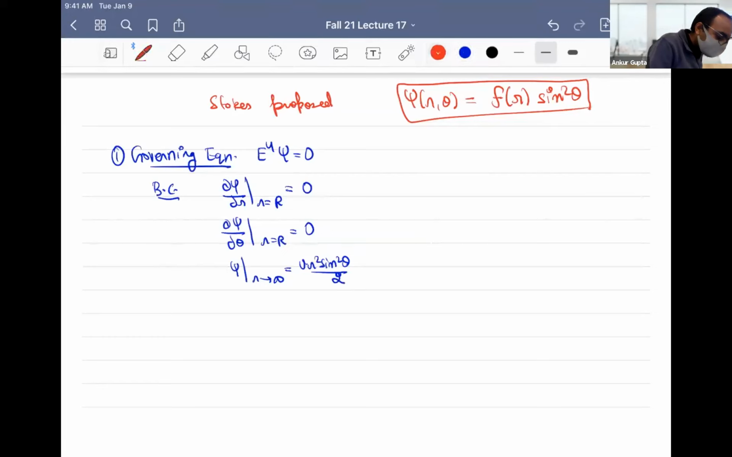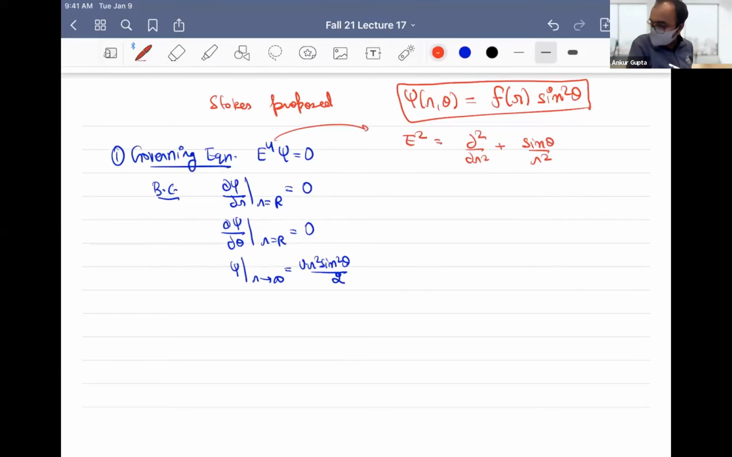So we know the value of E square, and we will not do this in class. I will just give you the step. So E square is really del square by del r square plus sine theta by r square del by del theta of one over sine theta del by del theta.